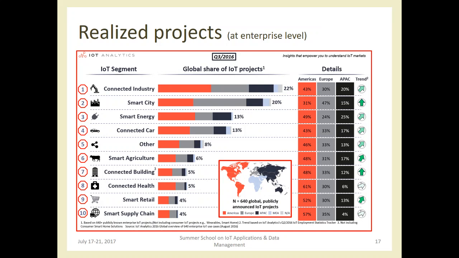But they also sell it as smart city, because, by the way, an LED also has a sensor, and it can be controlled. So there's a little bit of intelligence in every traffic lamp in your city. Energy, transportation, cars, and then others.